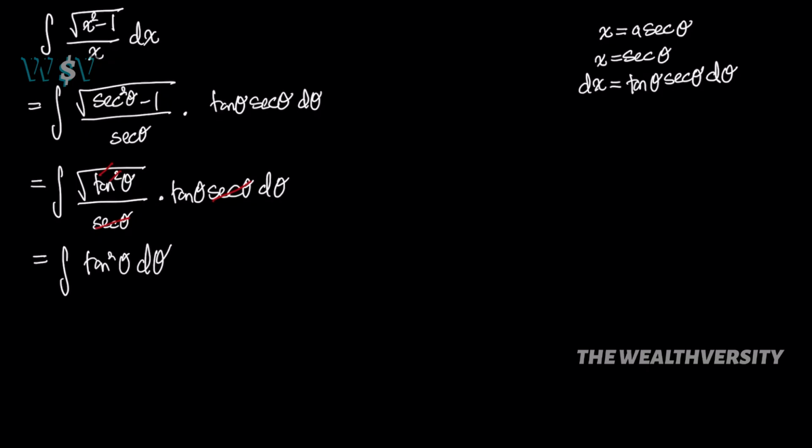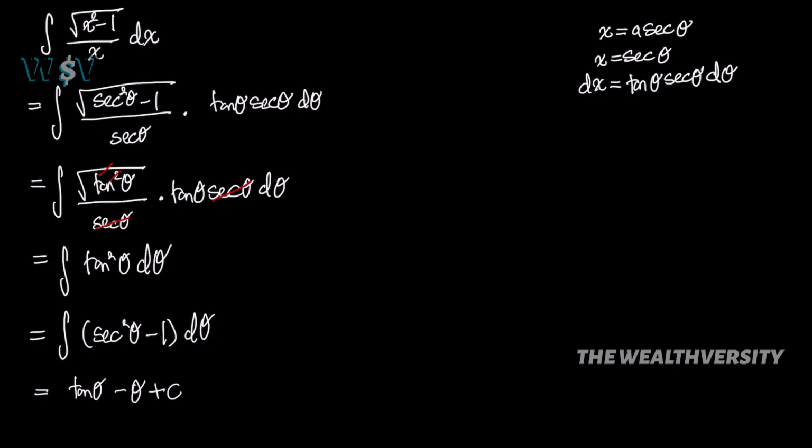which is tan theta squared. Now we can use another integration technique like integration by parts to solve this integral. But an easier way is to use trig identities and convert tan theta squared to secant squared minus 1, because we know that the antiderivative of secant theta squared is tan theta, and the antiderivative of negative 1 is just negative theta, and we just add our constant c.